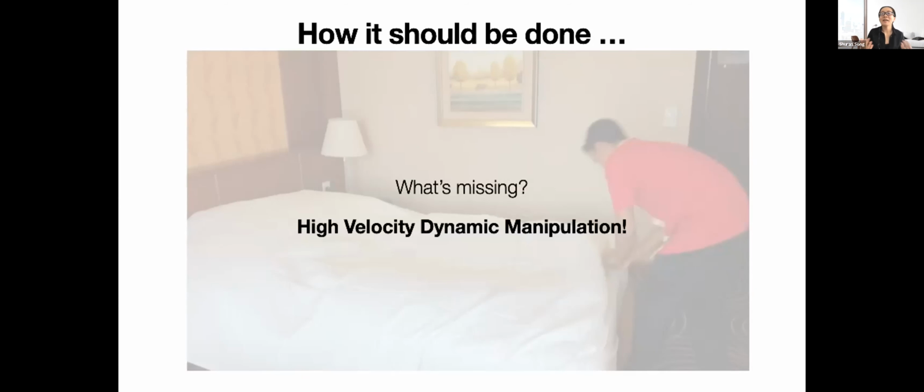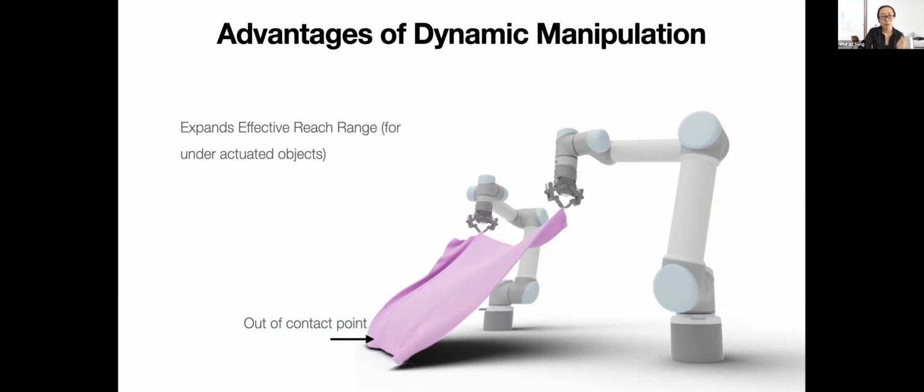So this example shows that what is really missing for our robots is the capability of using high velocity dynamic manipulations to interact with and manipulate deformable objects, which is something that we, as humans, constantly use in our daily life in order to improve our physical reachability and action efficiency. Fundamentally, what dynamic manipulation gives us is the ability to use high velocity actions to control those under-actuated objects without direct contact, and therefore efficiently expand the system's effective reach range.